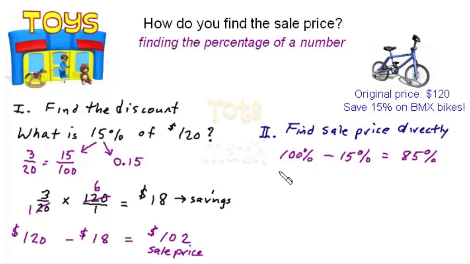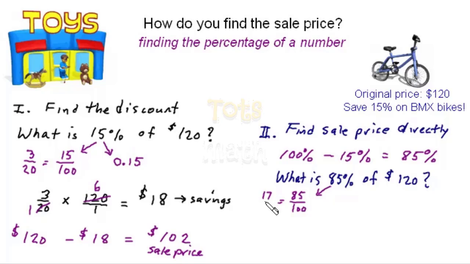So the question becomes, what is 85% of $120? And just like before, I can convert the percentage to a fraction or a decimal. The fraction would be 85 over 100, and that can be reduced to 17/20. The decimal would be 85 divided by 100, which is 0.85.